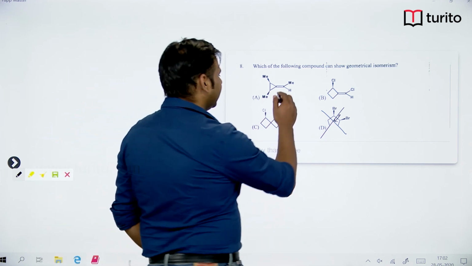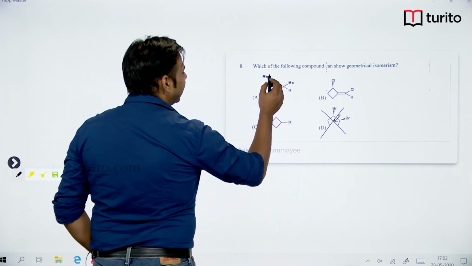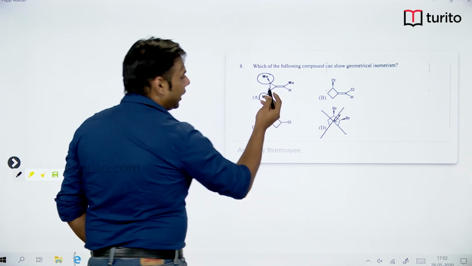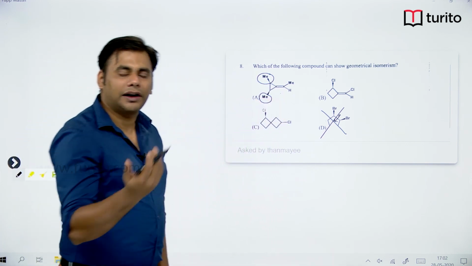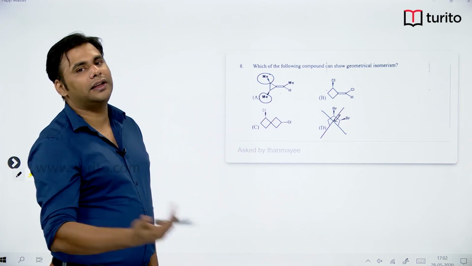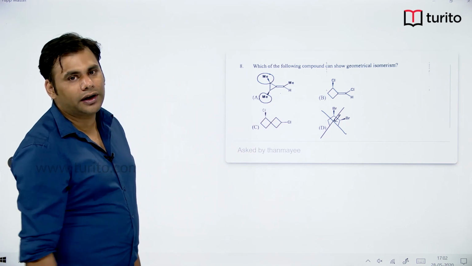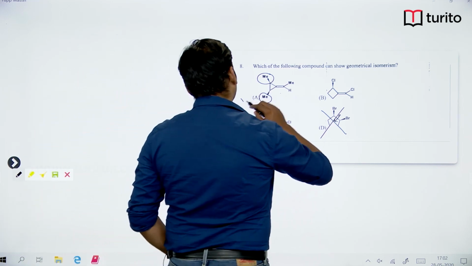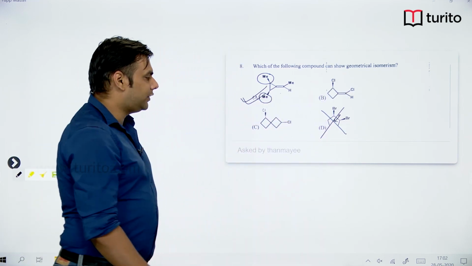If you look at this, you can clearly see that there are two Me that are coming outside the plane, so they can be considered as a cis isomer. Now if one Me comes outside and the other goes inside, that will become the trans form. So clearly you will say that A is geometrically active.